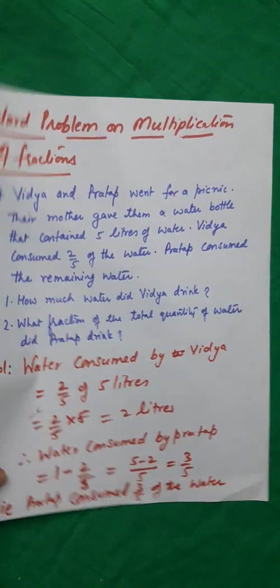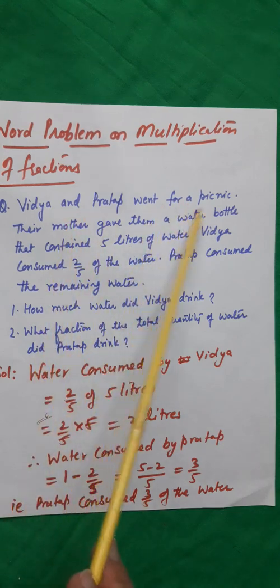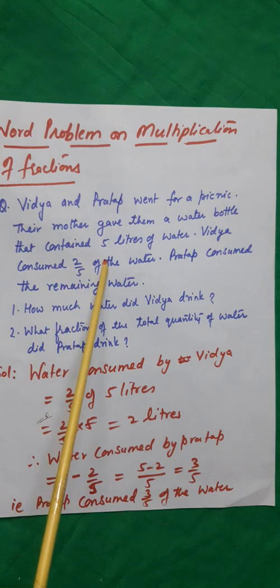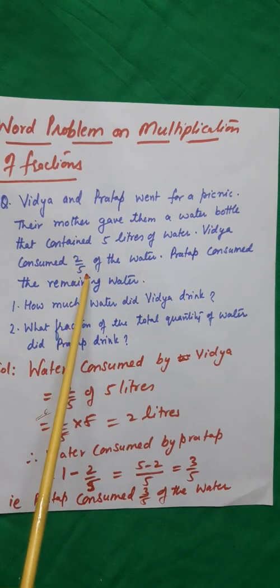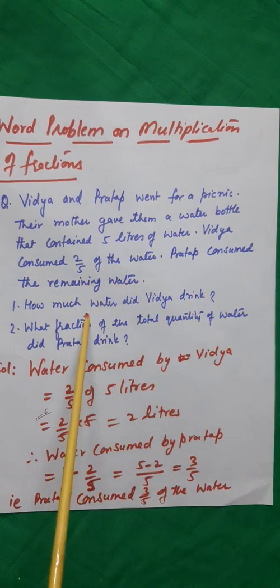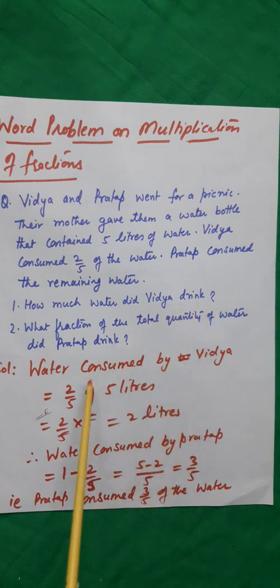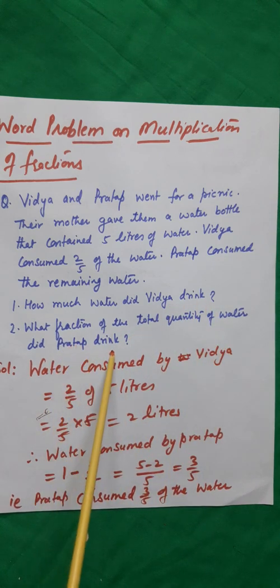Let's take a word problem on multiplication of fractions now. Vidya and Pratap went for a picnic. Their mother gave them a water bottle that contained 5 liters of water. Vidya consumed 2 by 5 of the water. Pratap consumed the remaining water. How much water did Vidya drink? What fraction of the total quantity of water did Pratap drink?